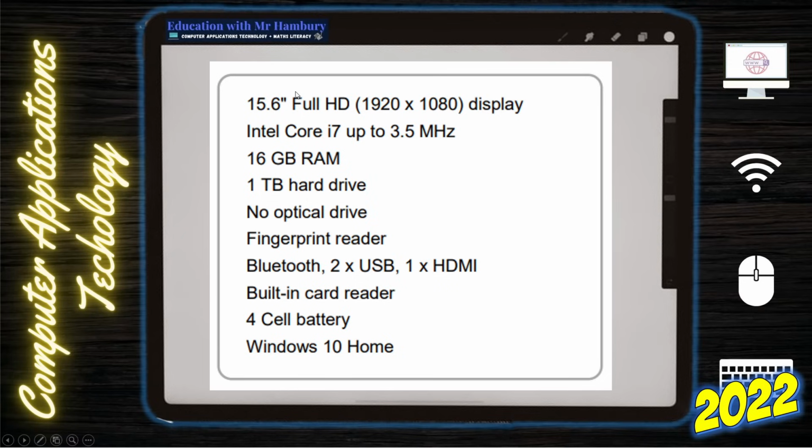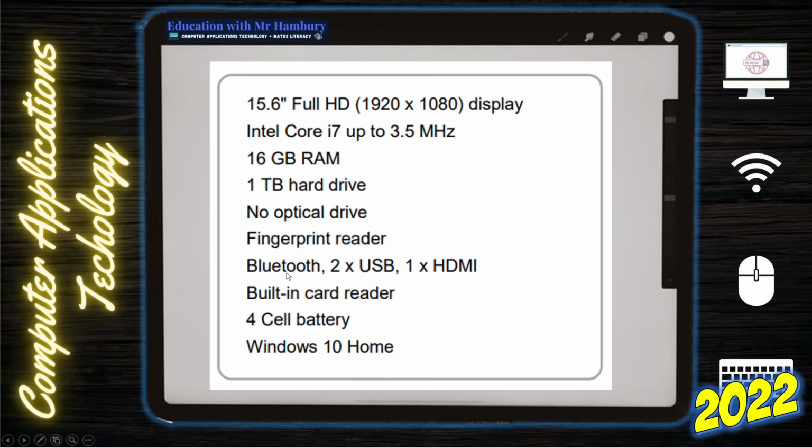That is my pixels. This is the size of the monitor. Is this referring to a desktop or a laptop? Well, let's have a look. There's my CPU model, the CPU speed, the amount of memory, my hard drive, no optical drive, which means there's no room for CDs or DVDs.